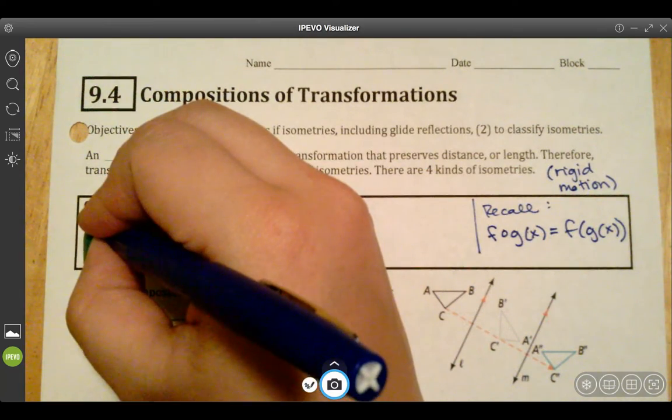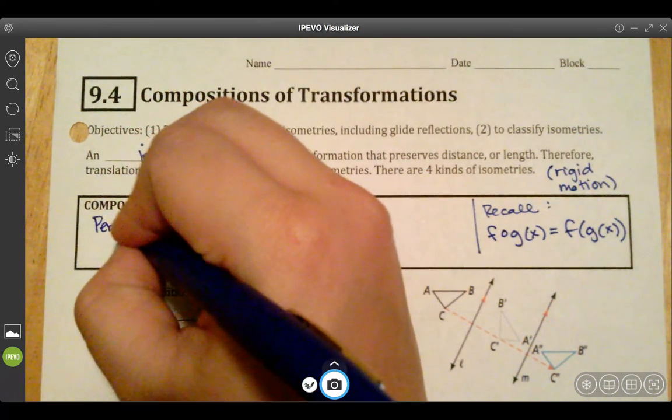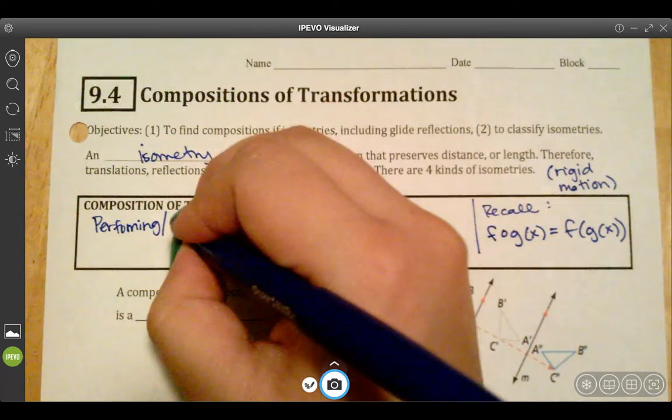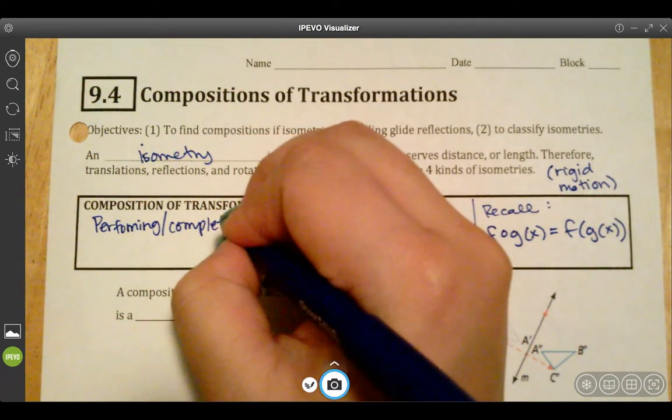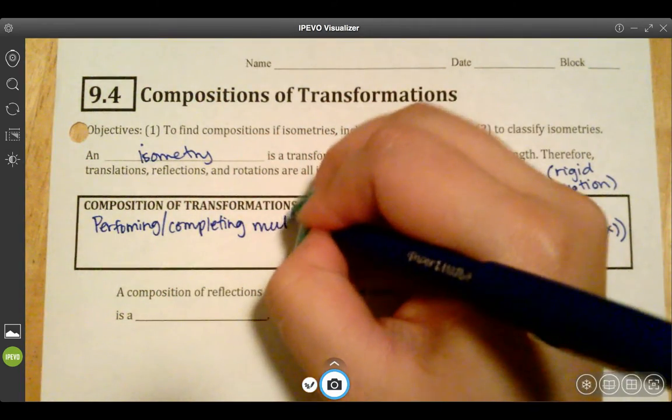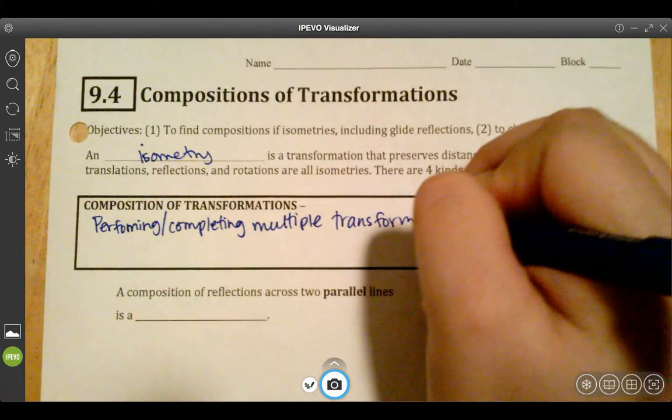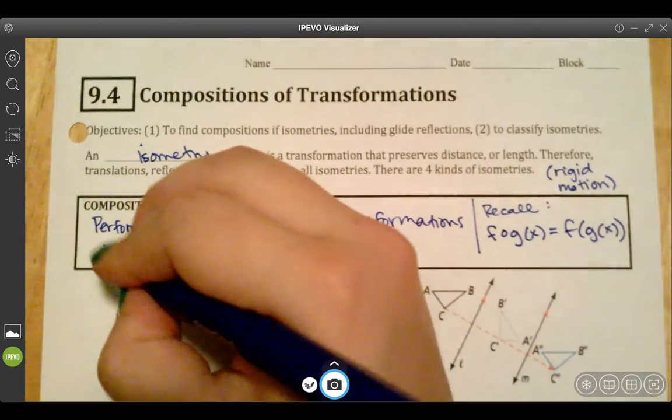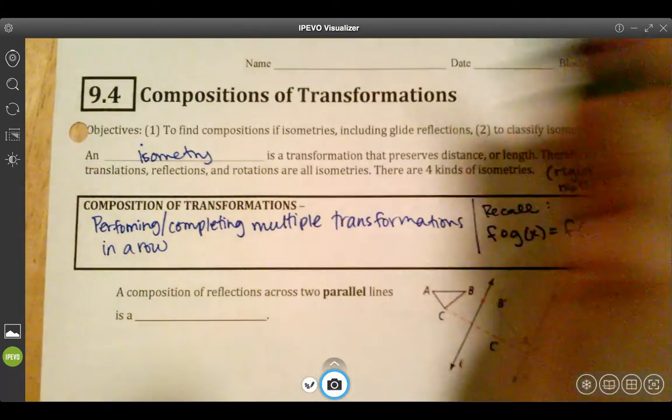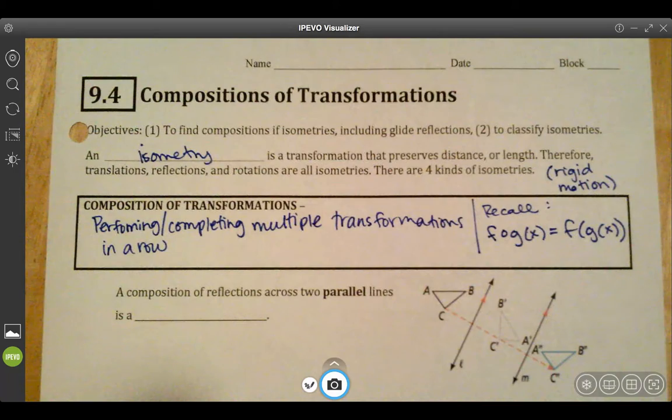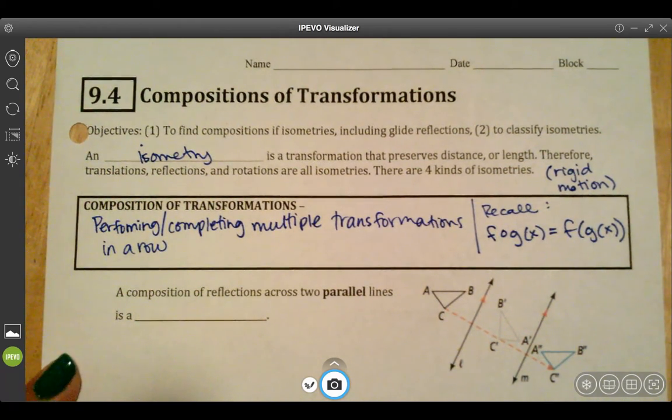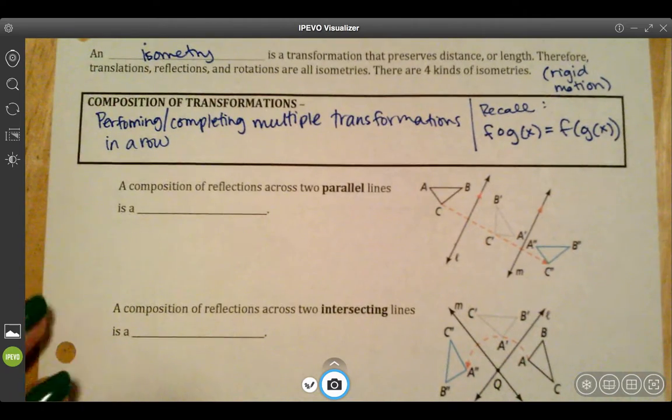So this is performing or completing multiple transformations in a row. So the warm-up that we did today was a composition of transformations. You did one, and then you did the next, and then you did the next, until finally we got a result. So what does it look like when we compose some of these transformations?